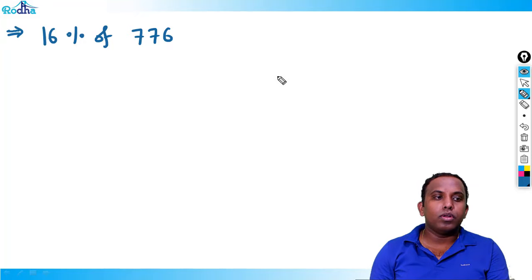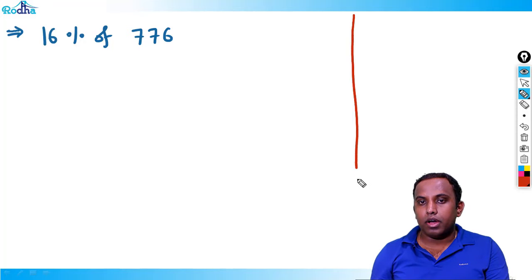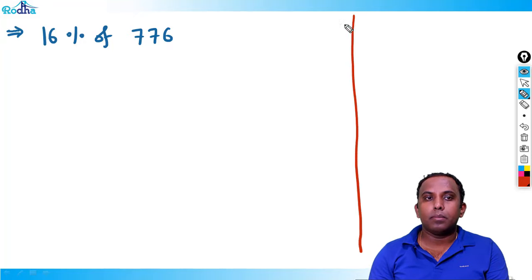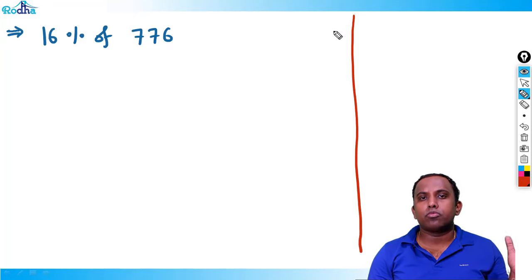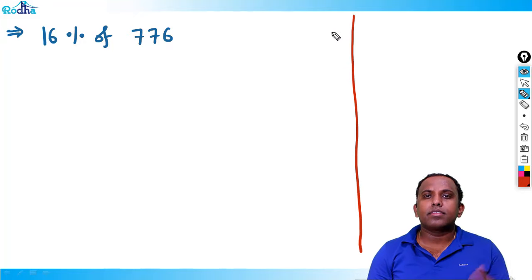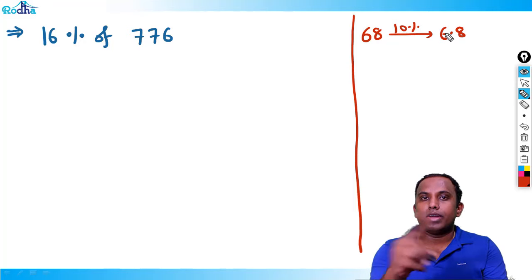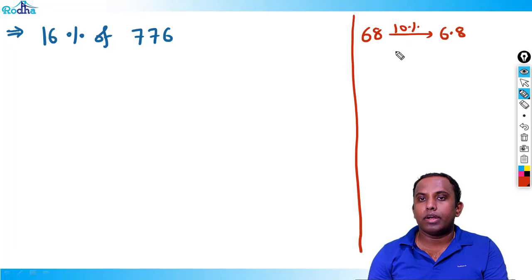For this kind of question, we have to be thoroughly aware of all the percentage fundamentals, which we discussed in the first videos, in the percentage video and also in speed maths. Again, I'll discuss briefly. Suppose 68 is a number. What is 10% of 68? It is very easy: 6.8, just one decimal back.